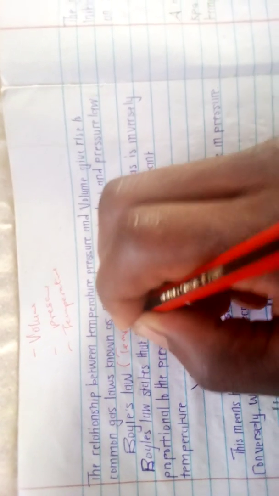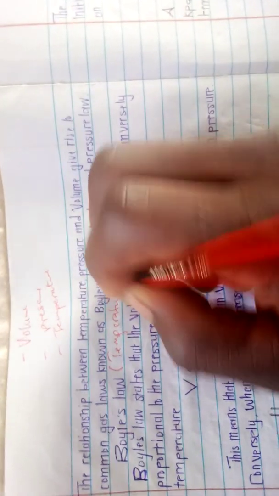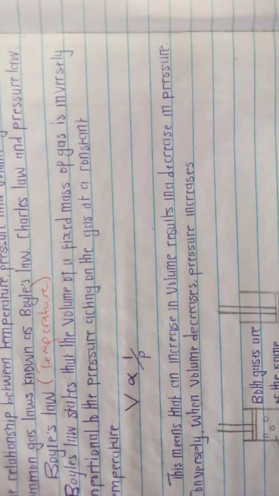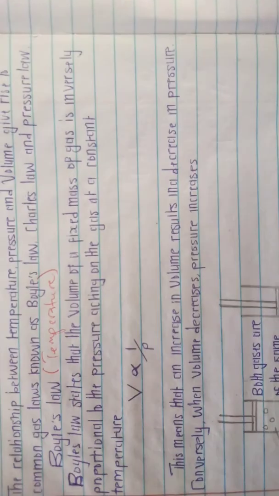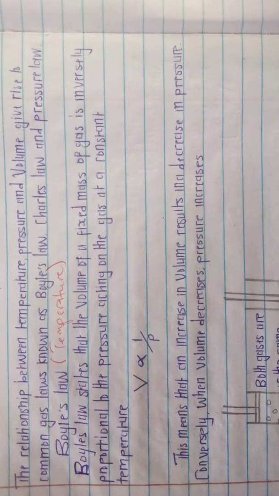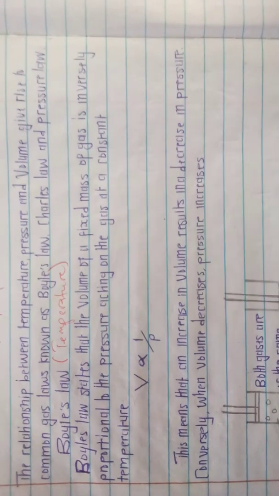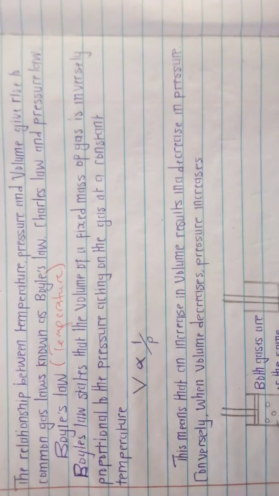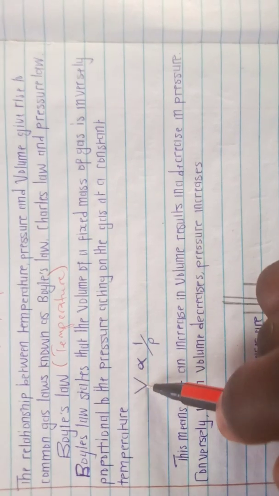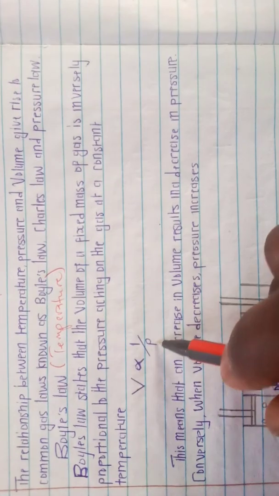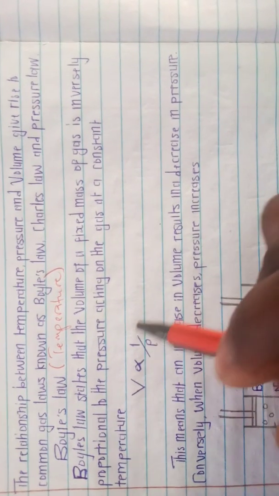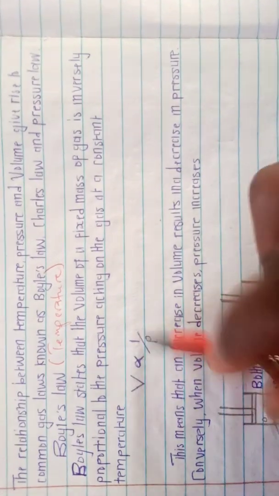Now, for example, when we keep temperature constant, we are talking about what is said to be Boyle's law. Boyle's law states that the volume of a fixed mass of a gas is inversely proportional to the pressure acting on the gas at constant temperature. And this is what you are seeing. So volume is inversely proportional to pressure, provided that the temperature remains constant.